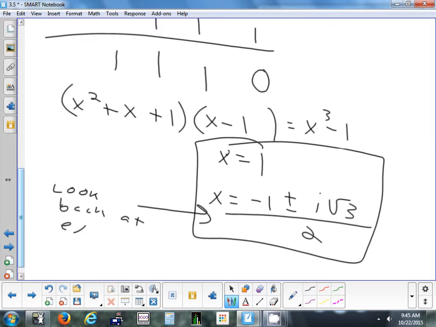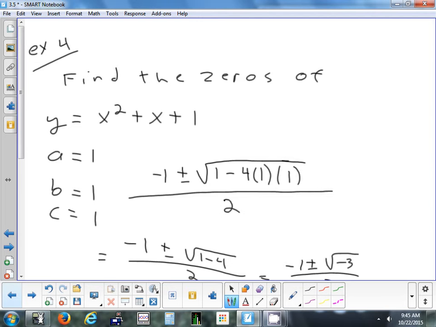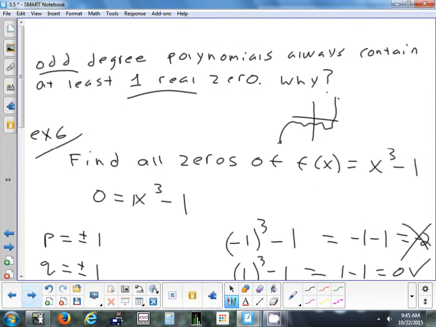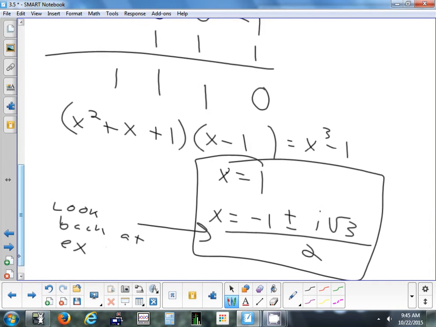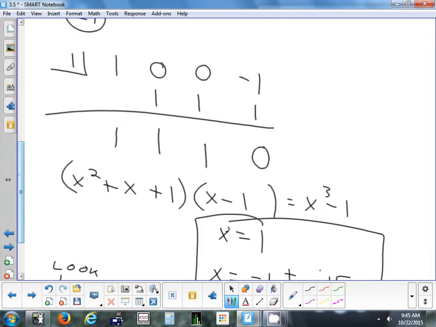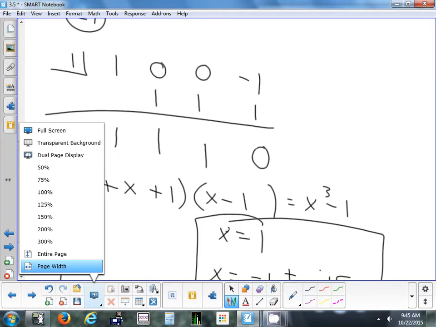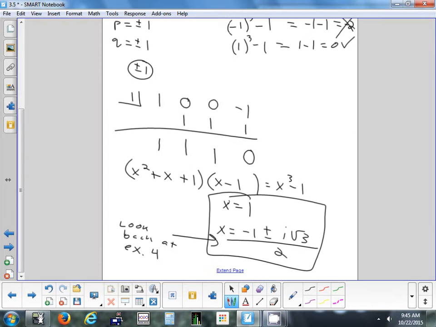Example 4. Okay, we already went through that. That's why I picked this problem. You want one of that? I just want to double check the quadratic.